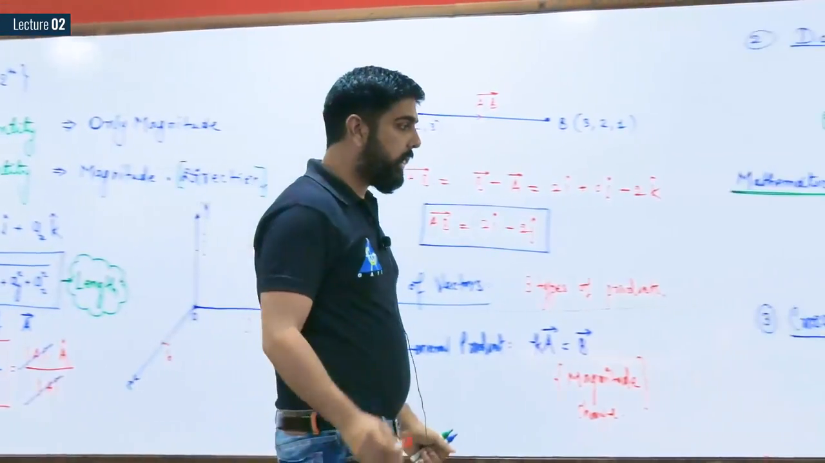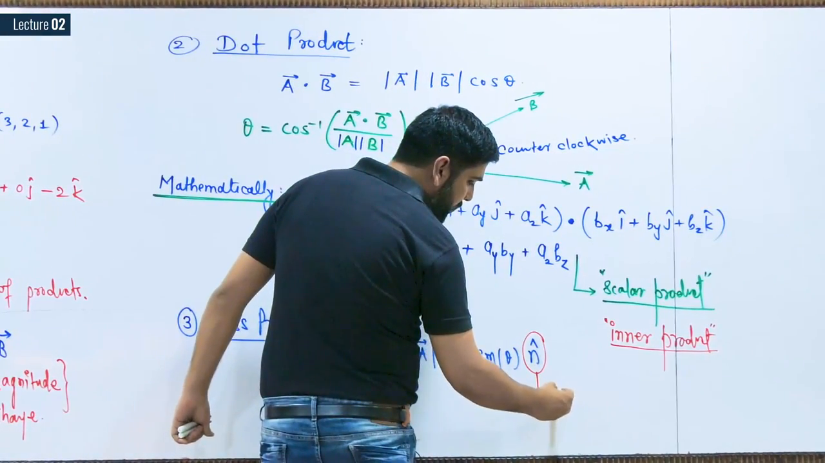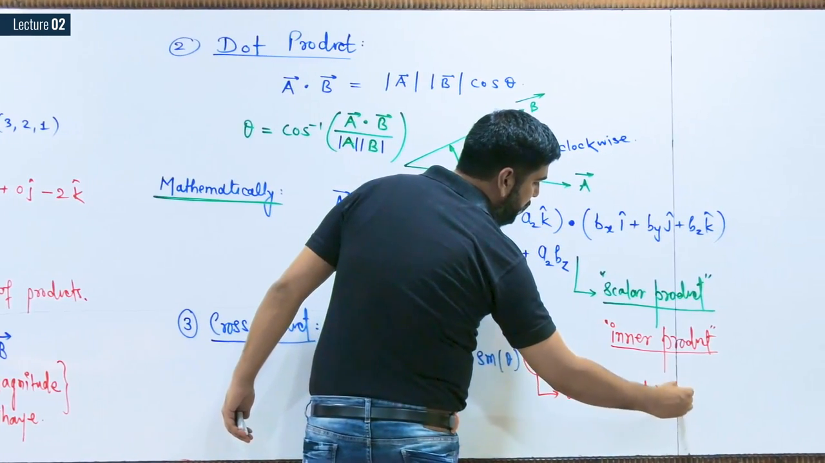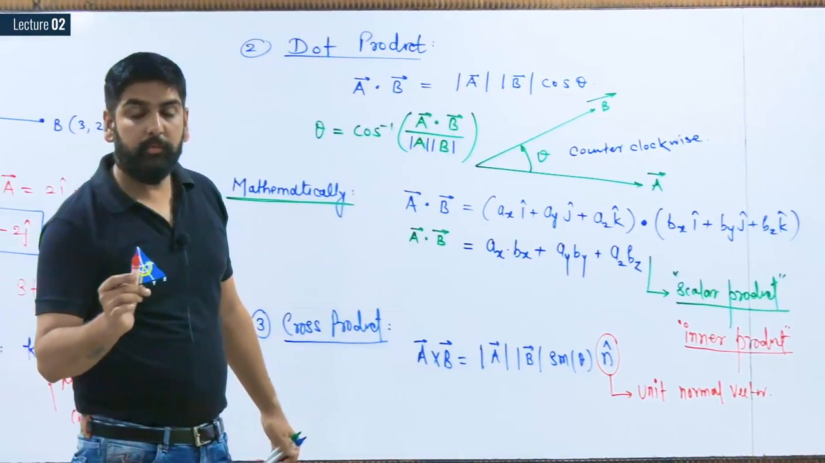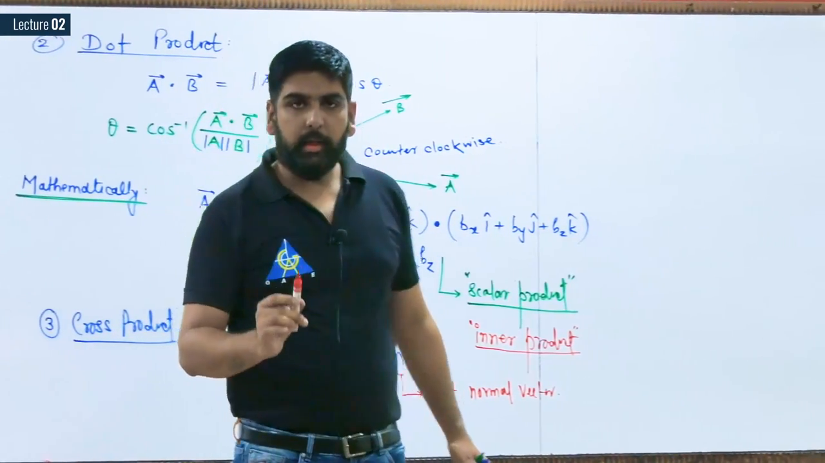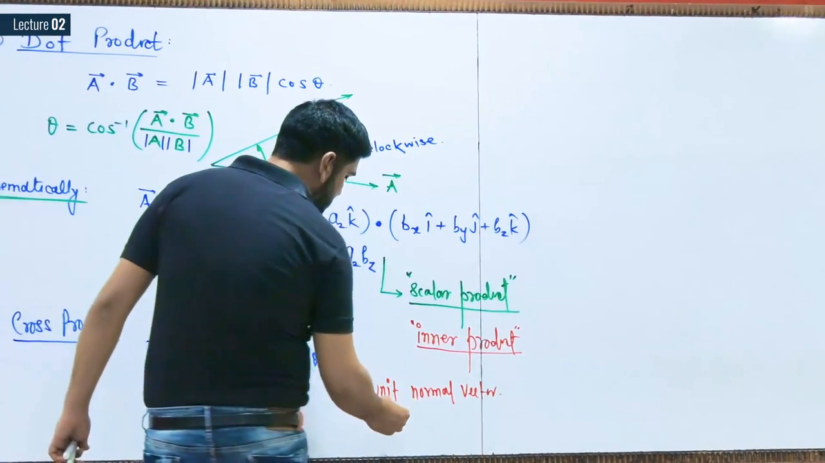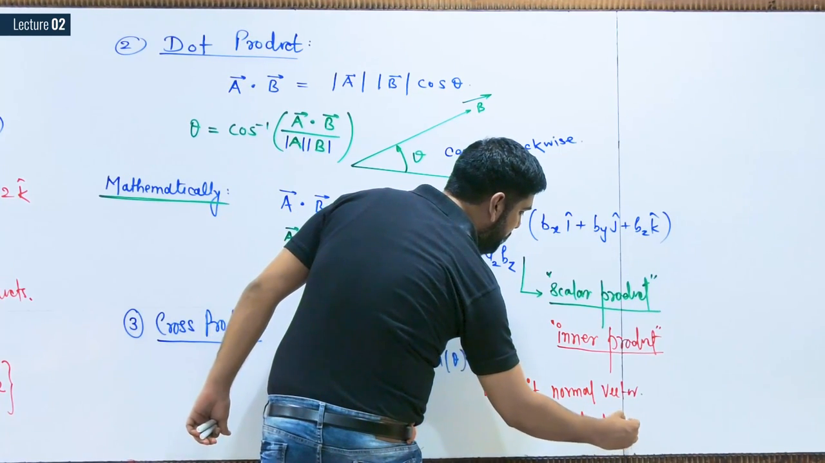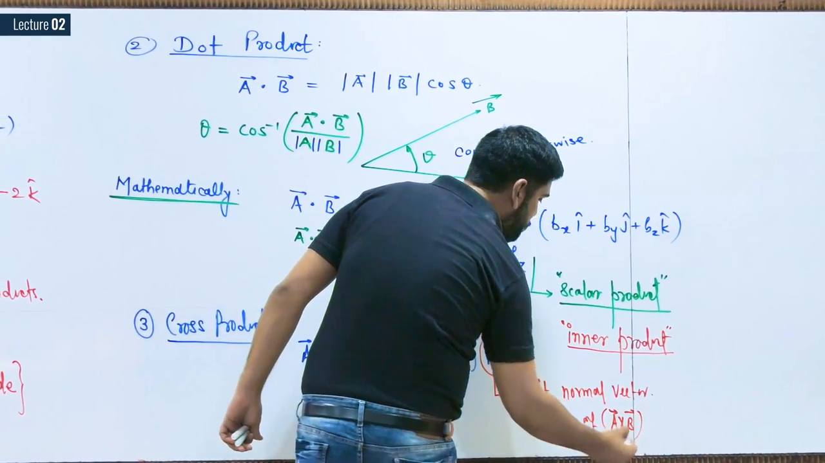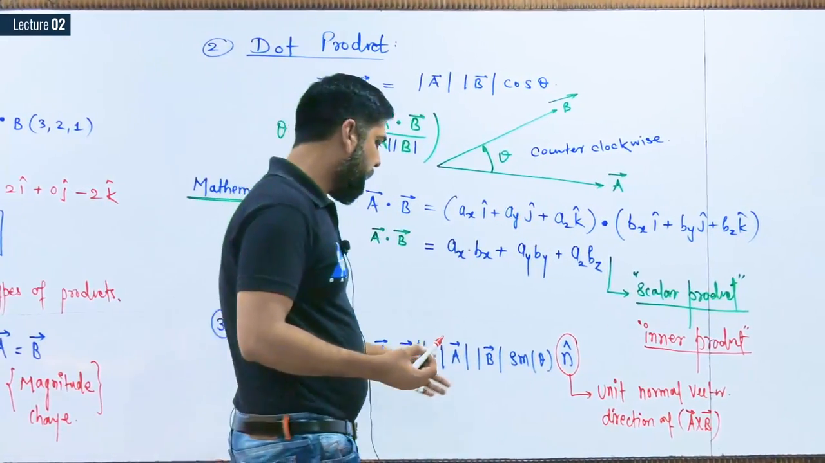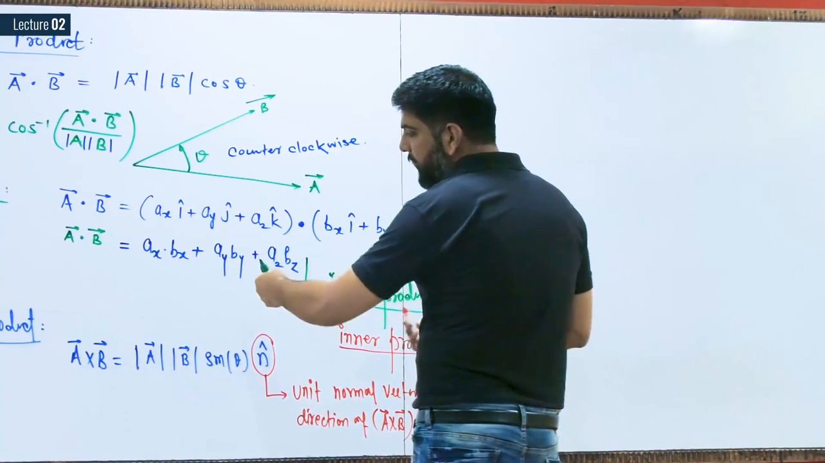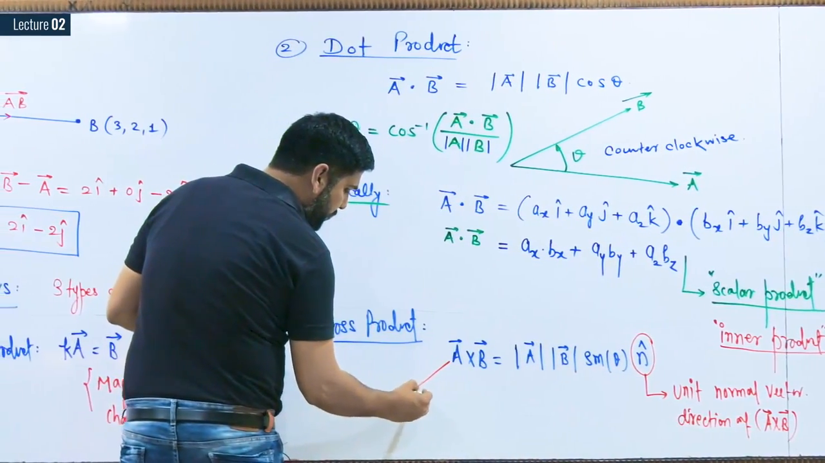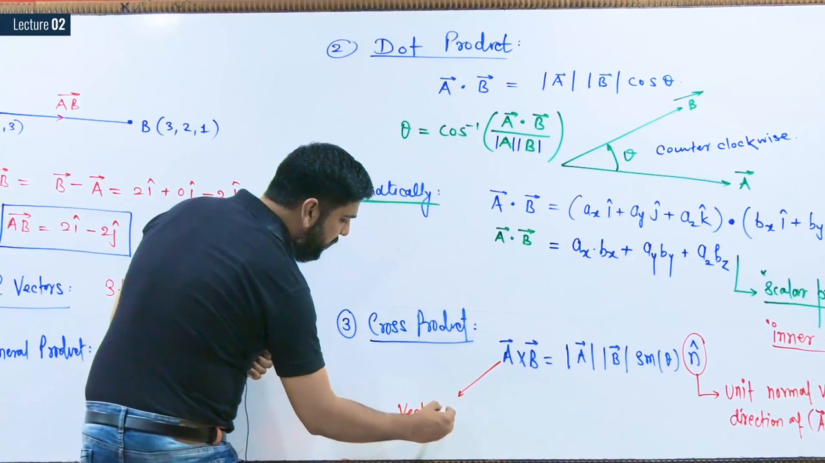n cap is nothing but, please write down, unit normal vector, which represents the direction of the resultant. So it represents what? The direction of A cross B. A cross B is nothing but the resultant, right? So that is why, if I am having the direction, then it is a vector quantity. So A cross B is a vector quantity. You can write here A cross B is a vector quantity.